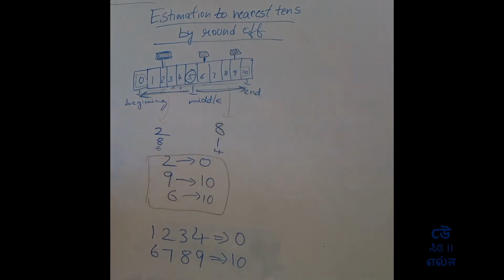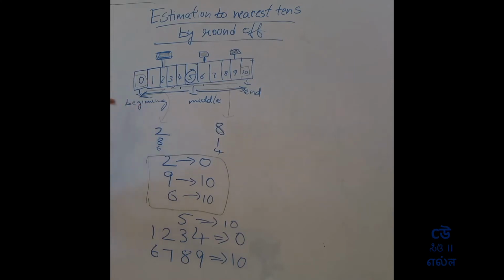So, you might have one doubt. If we get 5, to which number should we round off? To 0 or 10? So, if we get 5, we will round off to 10 only.